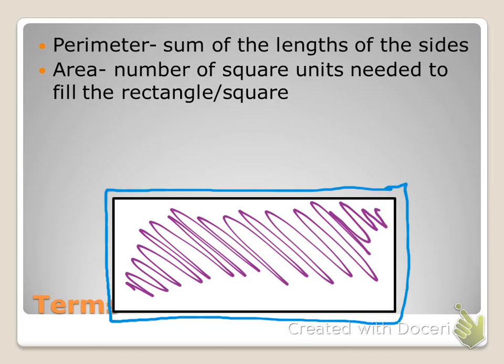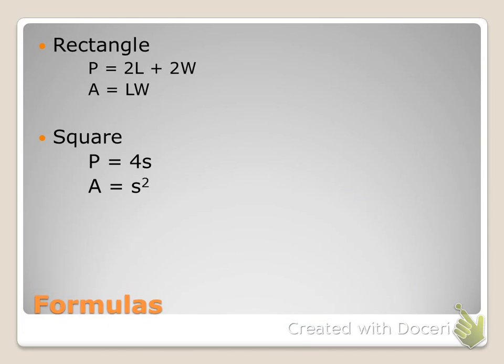Okay, and the next thing you need to know are the formulas. You need to know the perimeter and area of a rectangle and the formula for the perimeter and area of a square. Rectangle is P equals twice the length plus twice the width. Area equals length times width. And then for the square, P equals 4 times S and A equals S squared. We all know that with a square, all of the sides are equal, and that is why we can have a different formula.